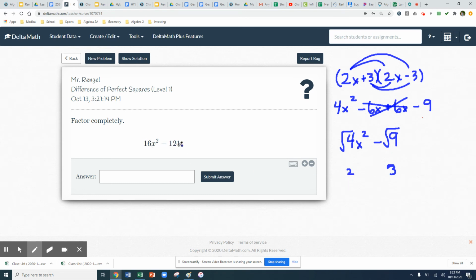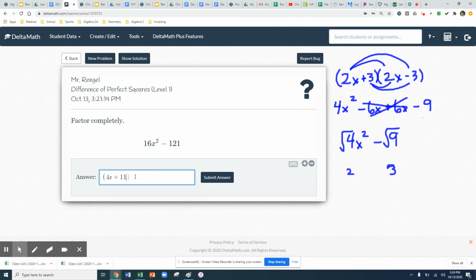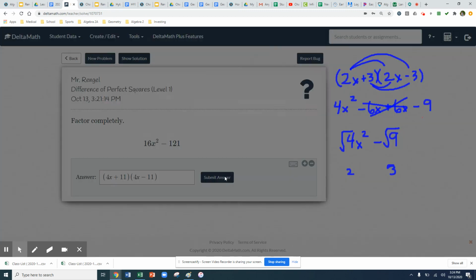So take a second to look at 16 and 121 and start thinking about what the square roots of those two numbers are. Well, you should see that the square root of 16 is 4. The square root of 121 is 11. So I'm going to have a 4x plus 11 and a 4x minus 11. So no matter what, when I do my FOIL, 4x times -11 gives me -44x. The insides, I get a positive 44x. Those are always going to cancel out. And we submit our answer.